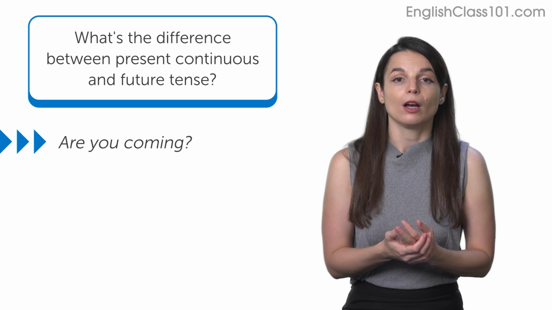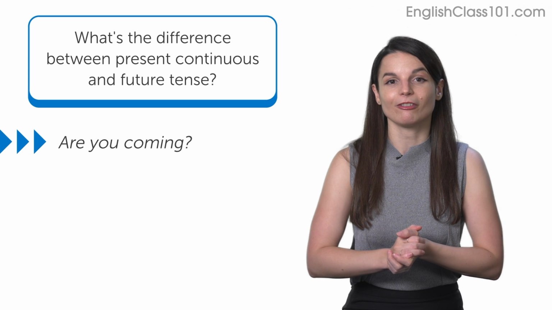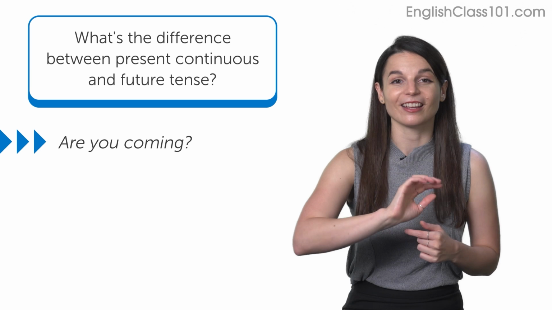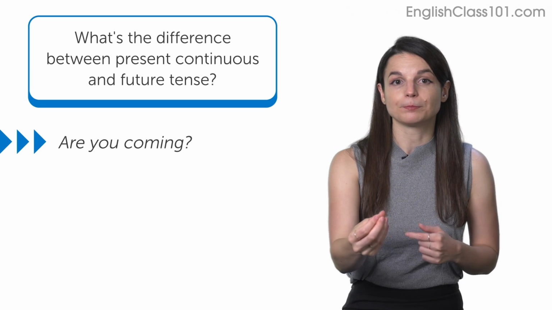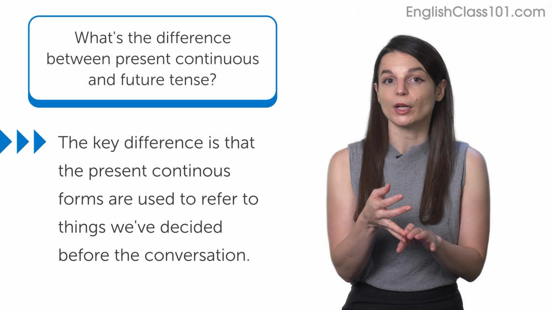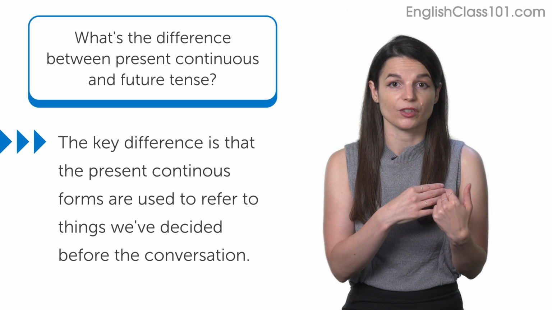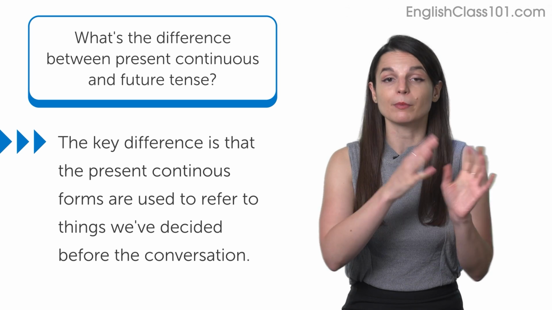If you're talking about a party, for example, on the weekend, and you say, "Are you coming?" to your friend, it's like saying, "Have you decided already before this conversation? Like, do you know right now? Are you going to come?" So that's the feeling. The key difference here is that the present continuous forms, or even going to, are used to refer to things we've decided before the conversation. We're very sure about the decision. We already made a plan, something like that.